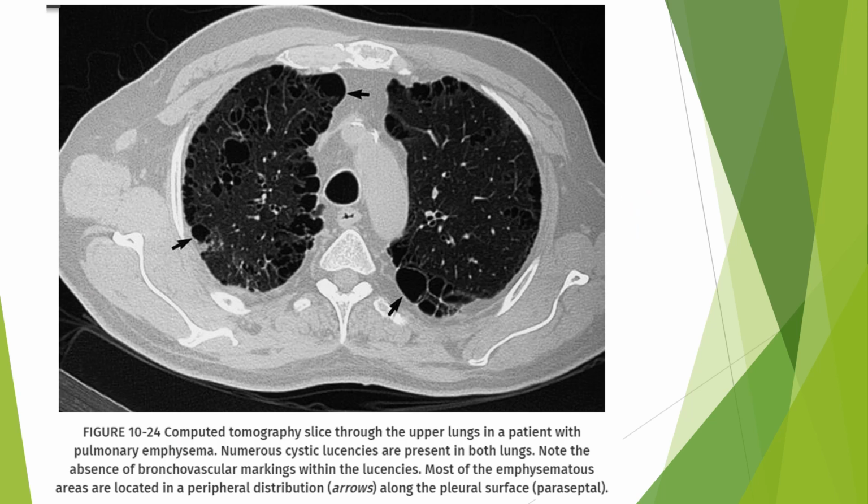So here is a CT slice of someone with pulmonary emphysema. So this would be your smoking emphysema. This is not alpha-1 antitrypsin emphysema, because remember we're in the apices here, and the alpha-1 antitrypsin protease deficiency is more in the bases, right?